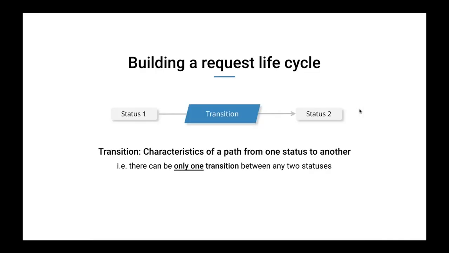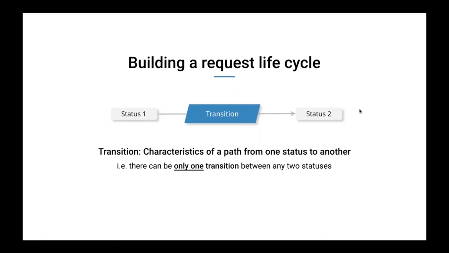So building a request lifecycle involves transitions. A transition is a characteristic of a path from one status to the other. There can only be one transition between any two statuses.